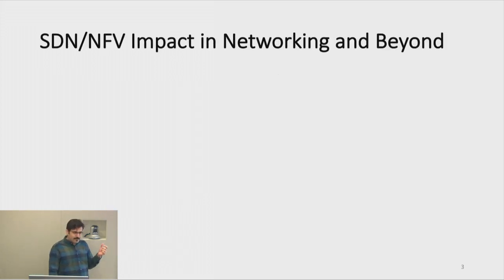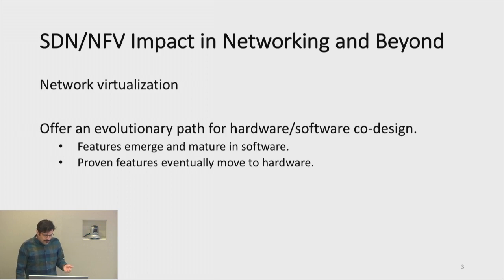So SDN and NFV's impact, obviously it had a lot of impact in the networking industry, but its impact reached far beyond. Besides network virtualization, the way people build network virtualization is out of the same concepts. Beyond that, this software ecosystem offers an evolutionary path for hardware software co-design. So your features first emerge in software. You have time to think through what it is you really want. You put the features there, they mature, and once they're proven, you can take the proven pieces of features and move them to hardware. You probably can first experiment with FPGAs. If it's really worthwhile, move it to ASIC and so on.